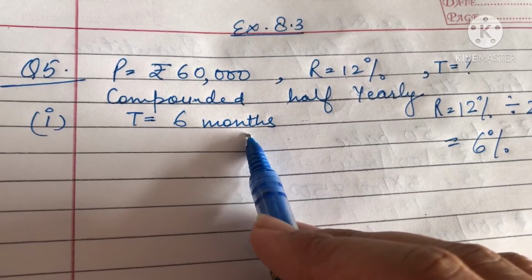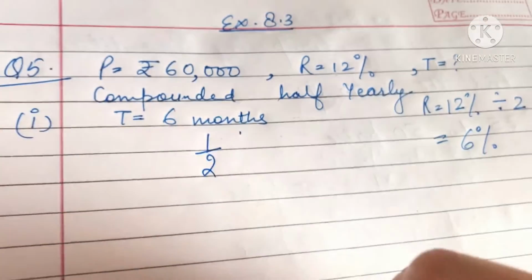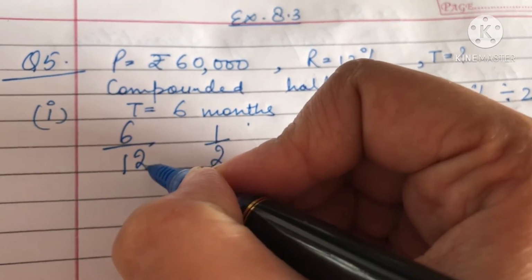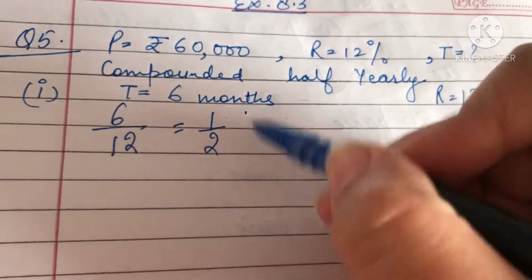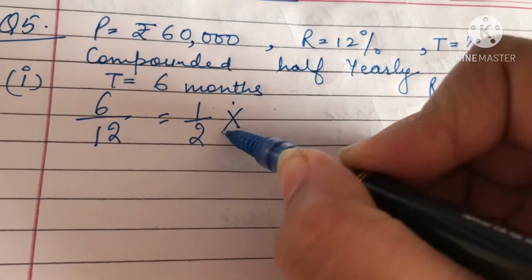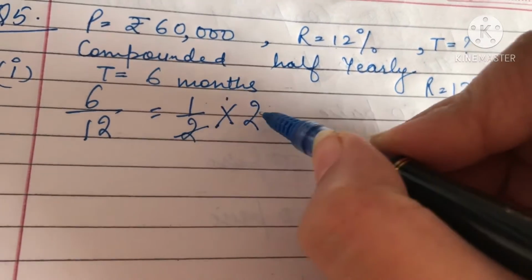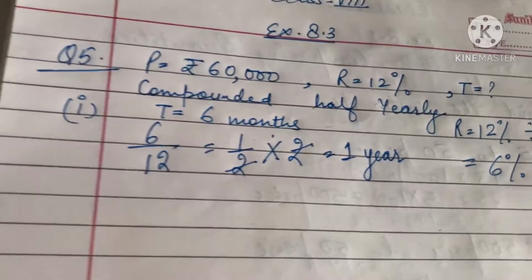Time is given 6 months. 6 months means half of the year, isn't it? Because 6 months means 6 upon 12. Total months are 12, and when you reduce it to the lowest, it will become 1 by 2. Now half of the year. Now whenever there is half yearly, time will be multiplied by 2. So the time here now becomes 1 year.